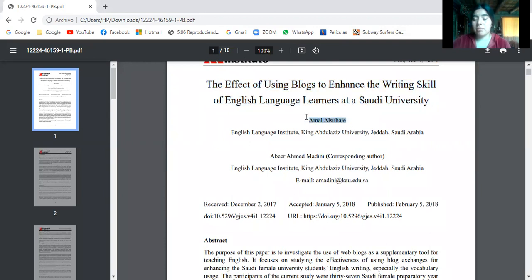Depending on the number of people you need to include in this section, it could be 1, 2, 3, all the authors who participated in this project you need to include in that section. As you can see here, there is the institution affiliation. In this case it is a university, Saudi Arabia. This is the institution affiliation.